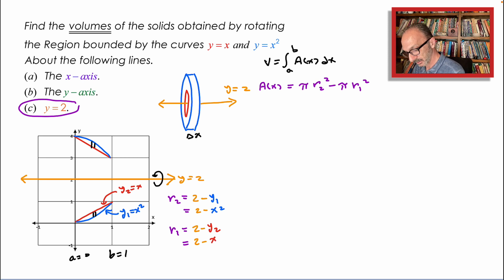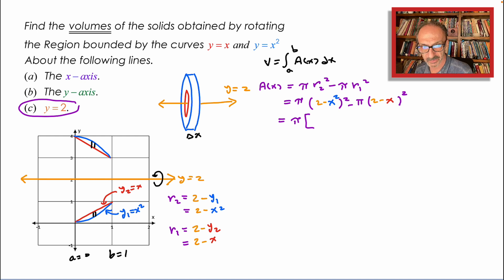Going back to the area A of x, that will be pi r2 square minus pi r1 square. And r2 is 2 minus x to the second, and r1 is 2 minus x. Simplifying this, we have pi. Using the distributive property, we could take pi outside as a common factor and do the following. 2 minus x to the second is like a minus b to the second, which is a squared minus 2ab plus b to the second. Or you could use the FOIL method or distributive, whatever works. So we have 4 minus 2ab, which is 4x to the second. B to the second will be x to the second, which is x to the 4.